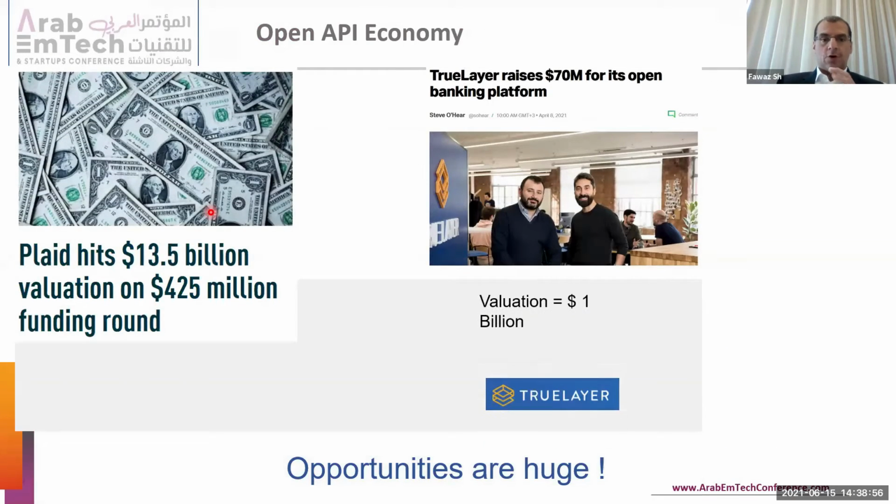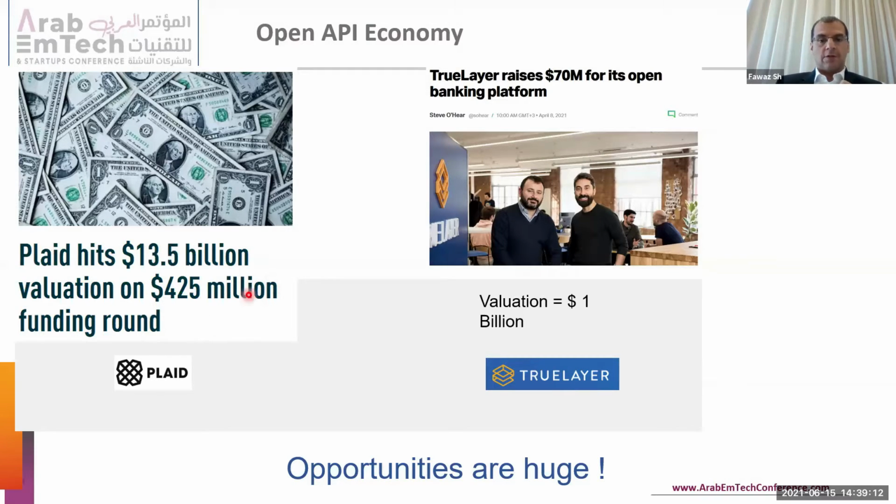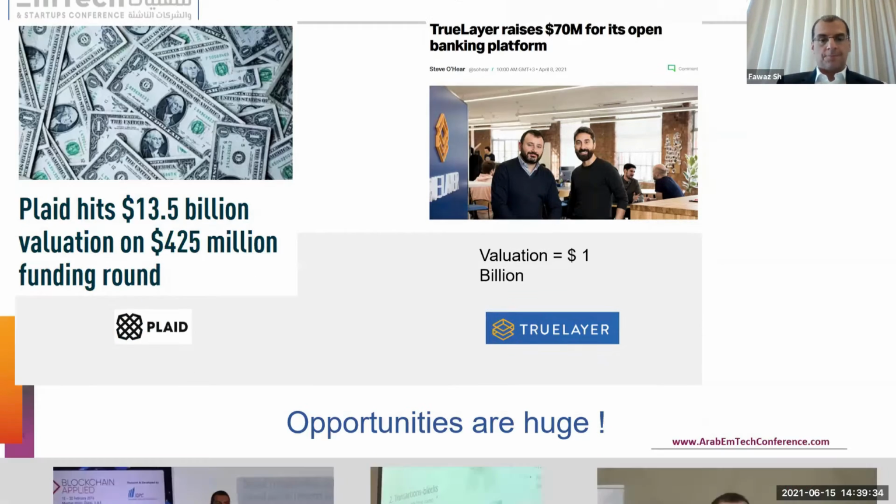Some of the top players in the open banking API space: Plaid is based out of the US. They're currently valued at around $13 billion, and they recently raised around $425 million. TrueLayer, based out of London, UK, is currently valued at around $1 billion. And also you've got Tink, based in Sweden and supported by PayPal. They're also valued at around $800 million. So the opportunities are huge for open API, and this is just a simple truth.